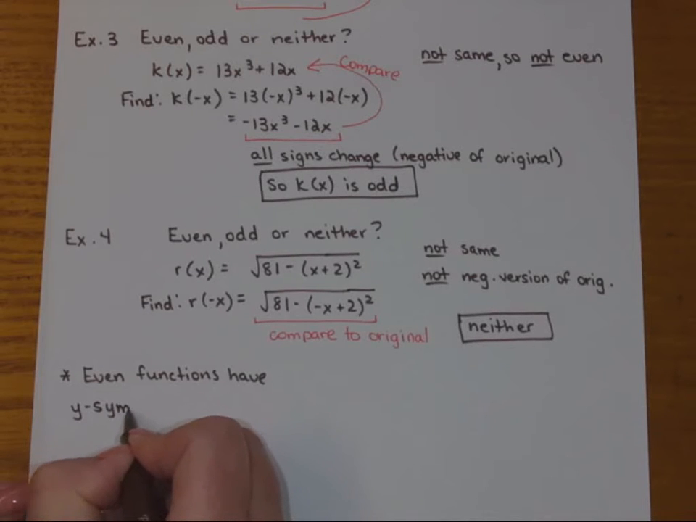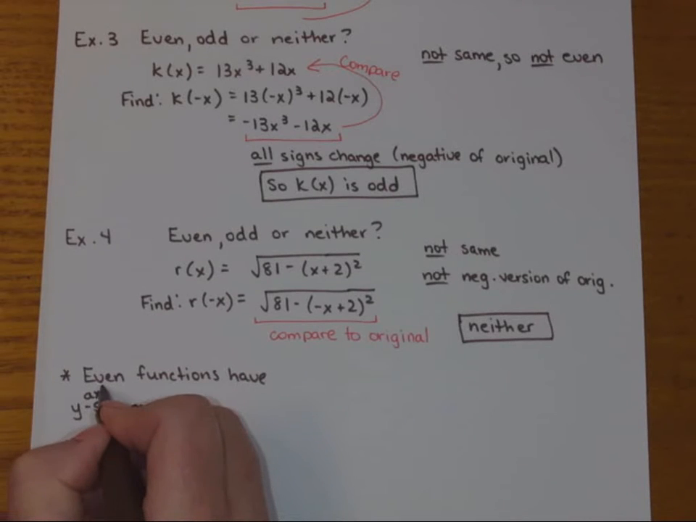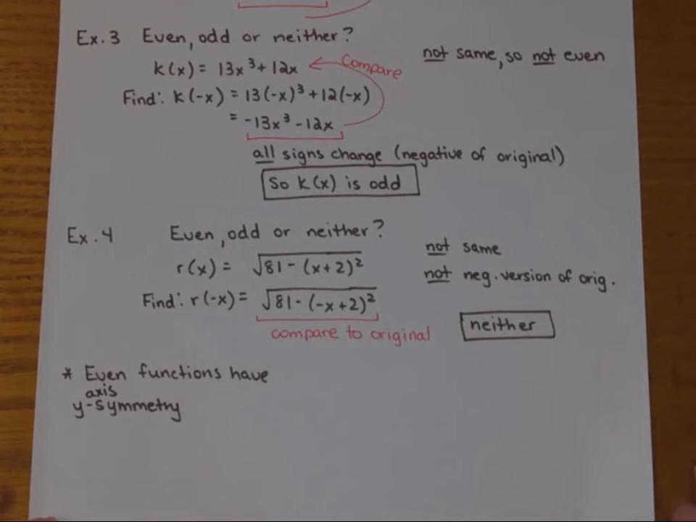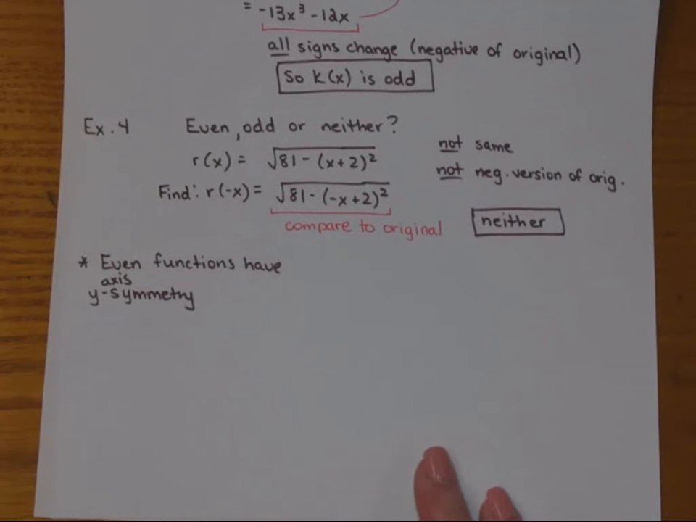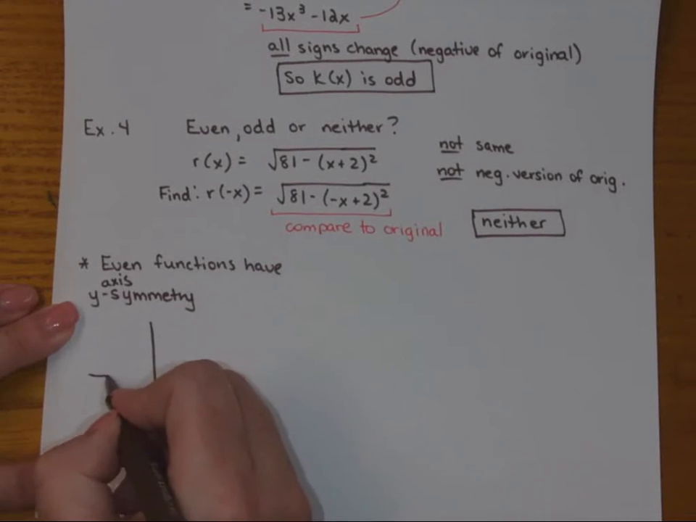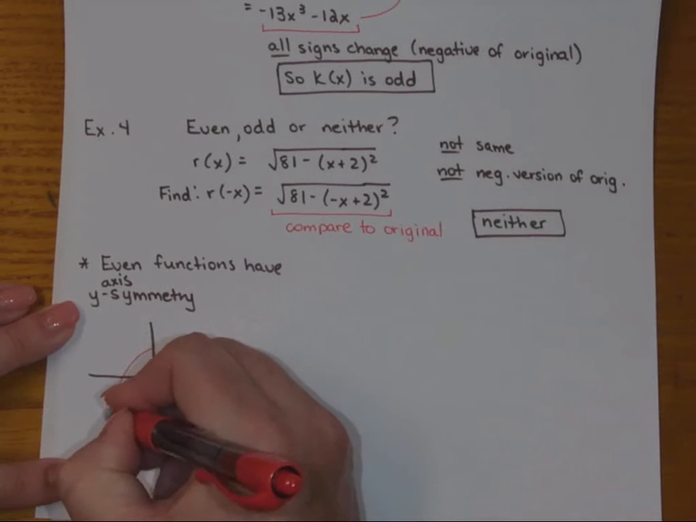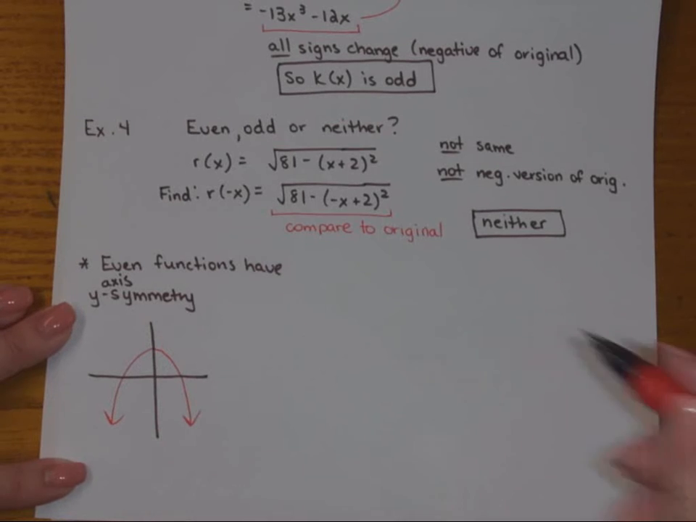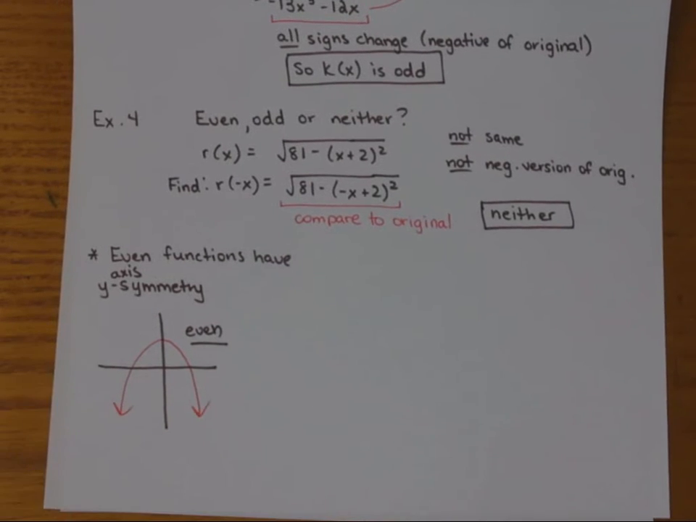So it turns out that even functions have y-axis symmetry. I meant to say y-axis symmetry there. Okay, and we kind of touched on that when we looked at symmetry, right? If you look back at y-axis symmetry, how you show that is you replace x with negative x, which is exactly what we've been doing for even, odd, or neither. So, for instance, if you were to see a graph that looks like this, then you would know that this is even because it has y-axis symmetry. Okay.